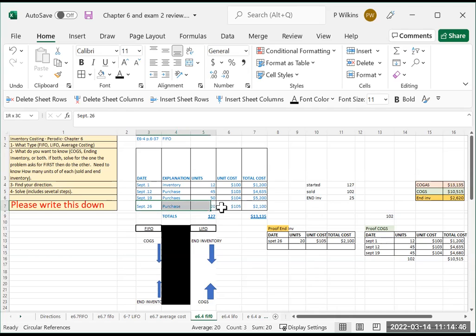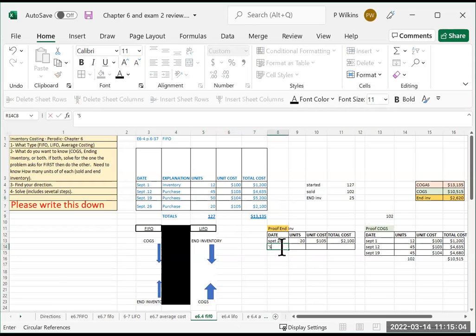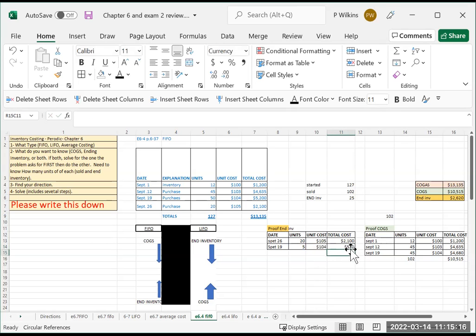So we're going to go over to the chart. We're going bottom up, right? We did the very last one, the bottom. We're going to go to the next one up. There's 50 units there at $104 each. But we only need 5 of those to make our 25. So we're going to take 5 of them. So September 19th, we're going to take 5 of those units and they each cost $104. So 5 units times $104 gives us a total for those units of $520.